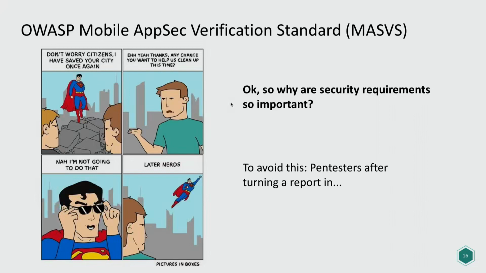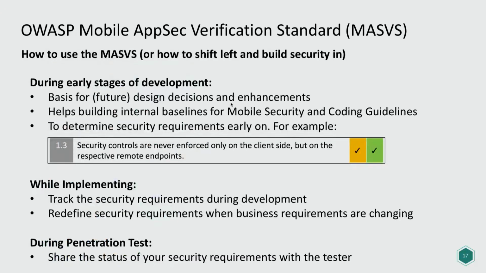So the root cause of this problem is that usually nobody with security in mind was part of the project, and from a security point of view, the project was going to fail anyway. So the MASVS cannot be the solution, but it can be part of the solution because it can be very useful at the beginning, during the early stages of development, to give the developers a baseline for the requirements that they should think about. And this also helps within enterprises to build internal baselines for mobile security because usually at the moment there are none, at least according to my experience.